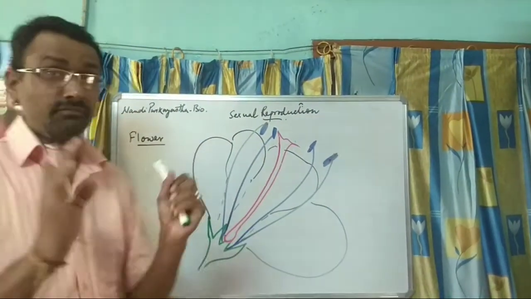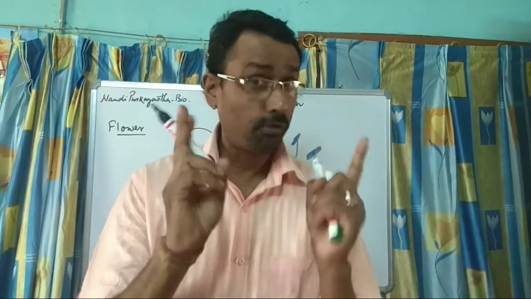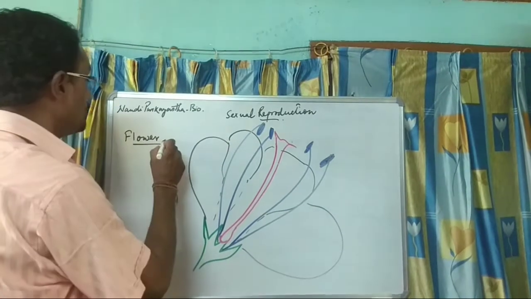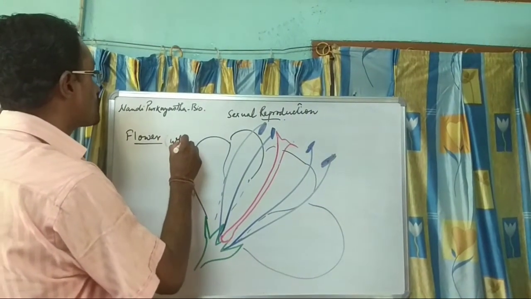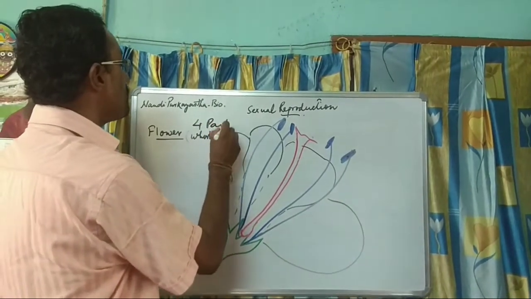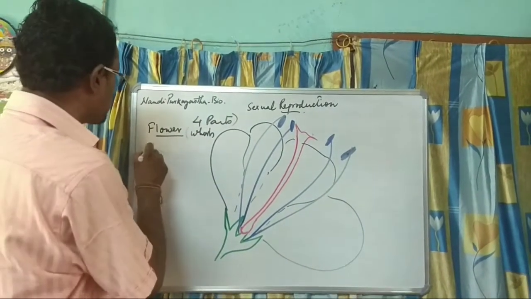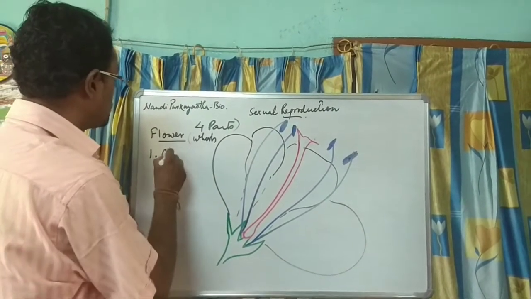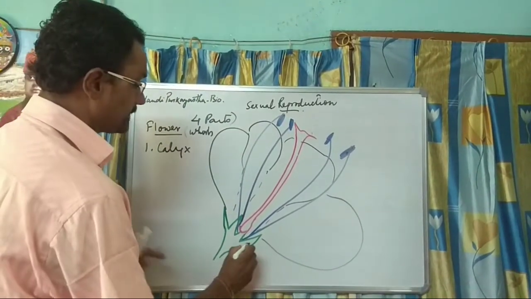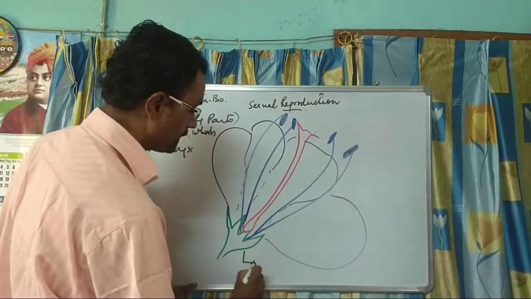See, the flower generally has 4 parts. Try to get it. How many? 4 parts, and they are also called whorls, W-H-O-R-L-S. First is this one, calyx. This one is calyx.